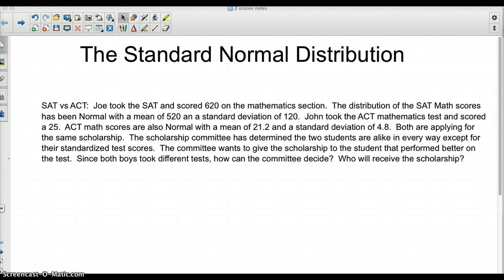John took the ACT math test and scored a 25. ACT math scores are also normal with a mean of 21.2 and a standard deviation of 4.8.